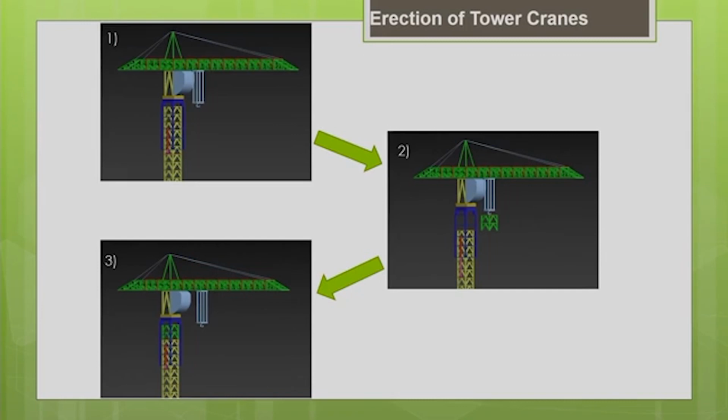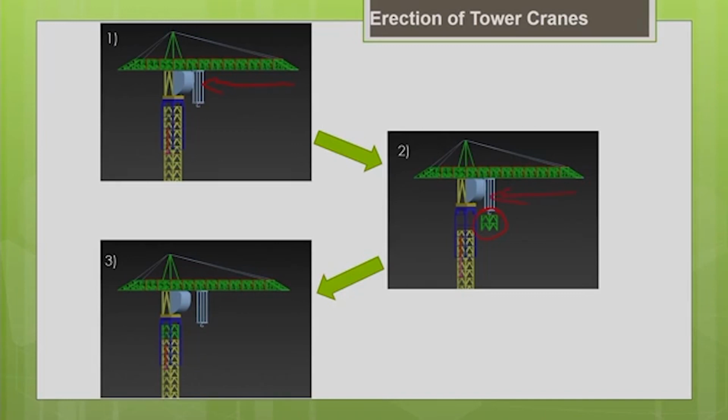So how to do that? First you have to introduce a new section to increase the height of the tower crane. There is a trolley here on the main jib. With the trolling action, you can bring the new section closer to the tower, as you can see here.